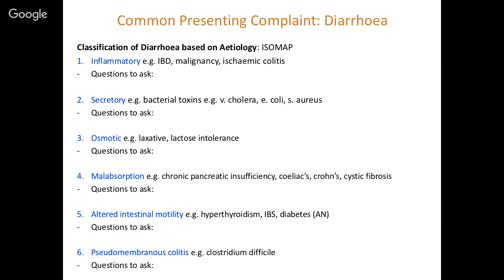Okay, so there's a classification. We can group it by inflammatory causes: inflammatory bowel disease, malignancy. Generally, the questions you'll ask relate to malignancy: loss of appetite, loss of weight, night sweats. Secretory causes I'm going to focus on in the next slide. These are all the infectious ones, because the toxins have a secretory effect, so they're secreting more water than you're reabsorbing. Questions to ask are general infectious questions: contact with sick individuals, overseas travel, contaminated food and water.